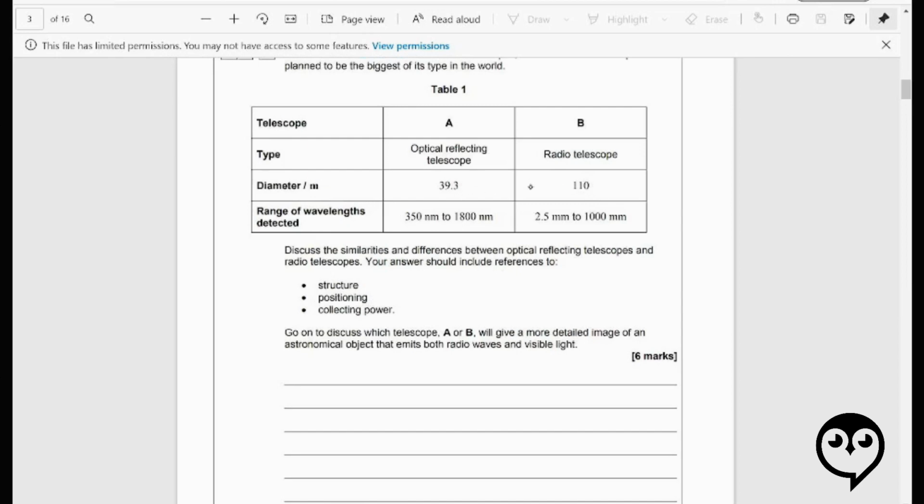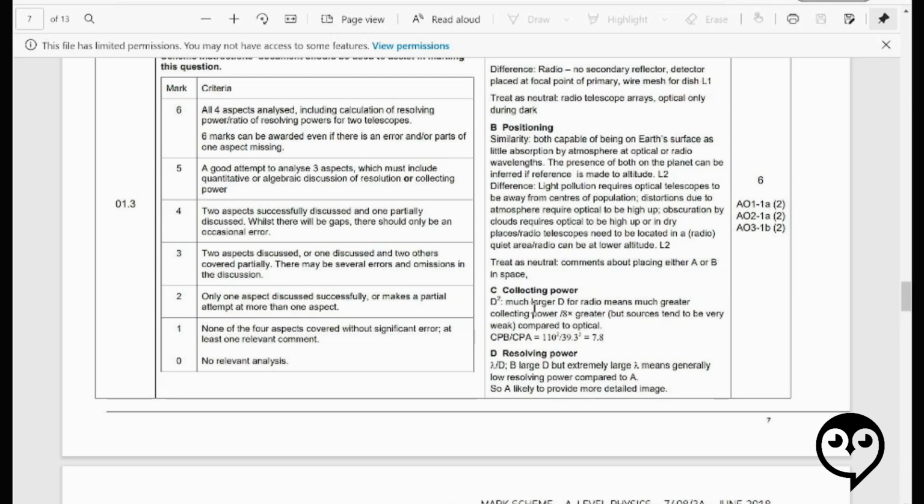Collecting power, well, you saw that the diameter here is much, much larger. It's just about 3 times larger, and so that means a much, much larger collecting power, and so d squared is how you get collecting power, okay? And if you wanted to, you could do a ratio here. You could take the 110 squared divided by the 39.3 squared. You see there, 7.8, that's what they're talking about being 8 times greater, okay? So you could do some calculations if you like. That's an easy way to get some marks.